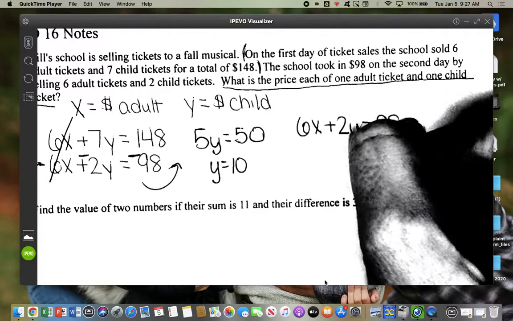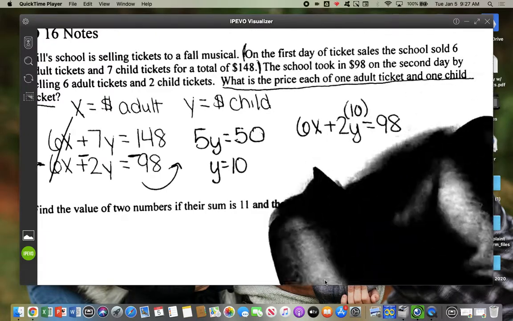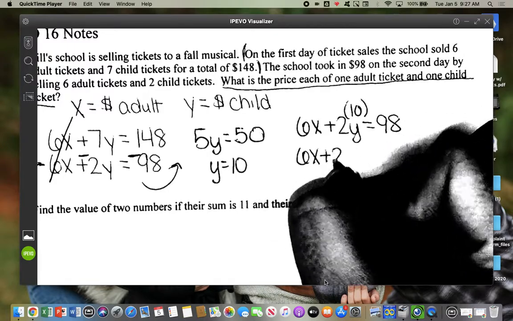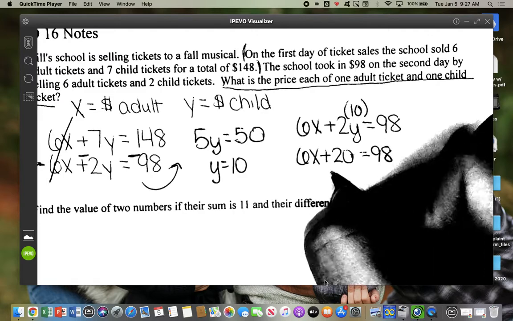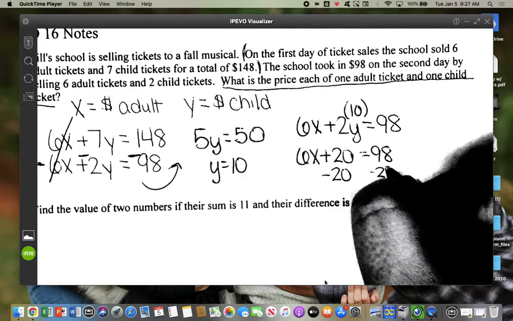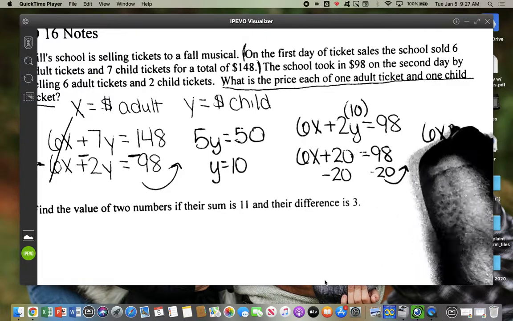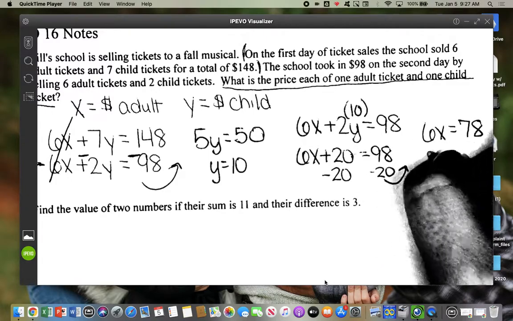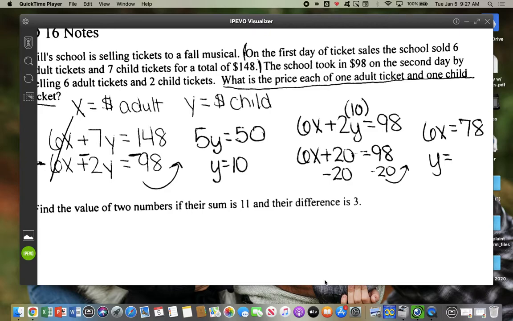Yeah, numbers are a little smaller. But I now know y is 10, so that becomes 6x plus 20. And then we subtract our 20 from both sides. Now I'm running out of room again. What is 78 divided by 6? You guys have your calculators? 13.